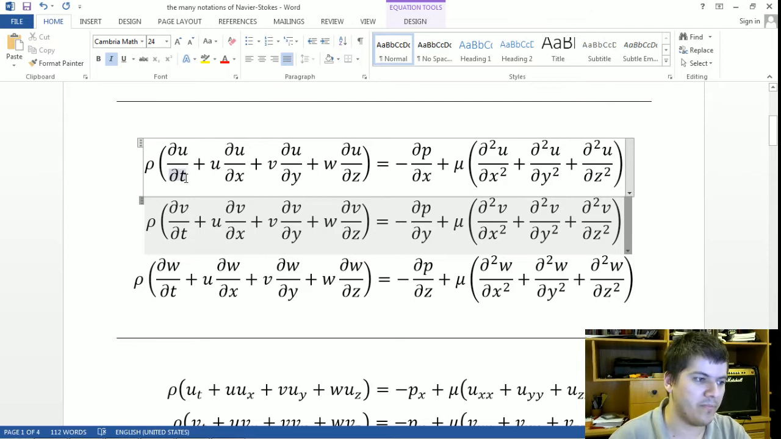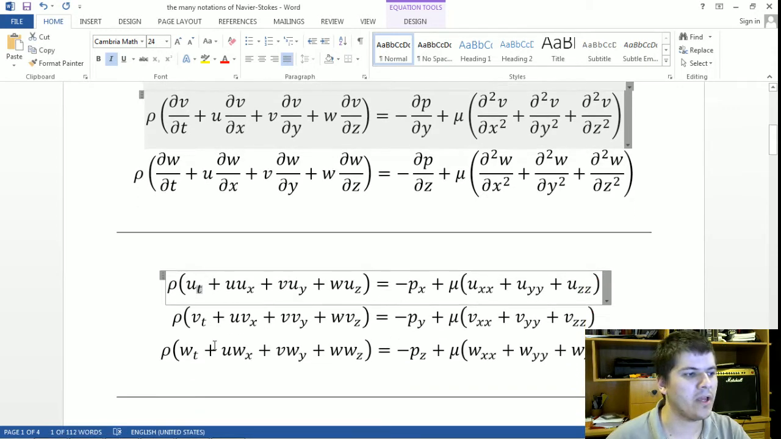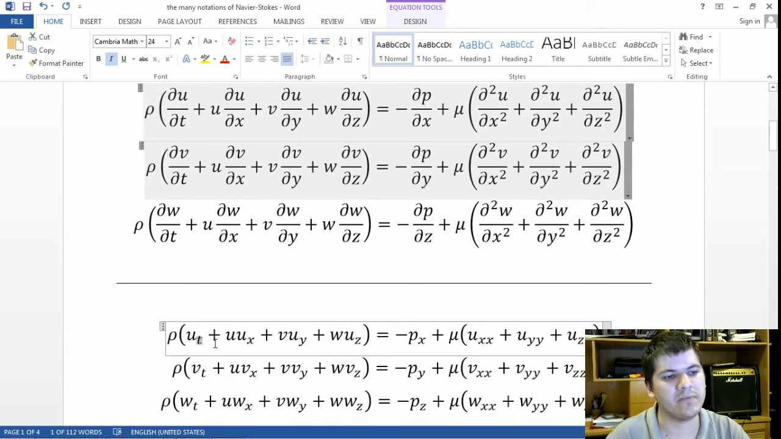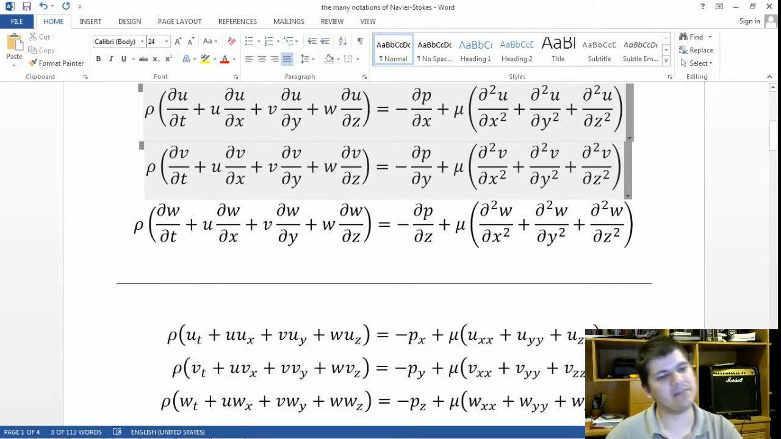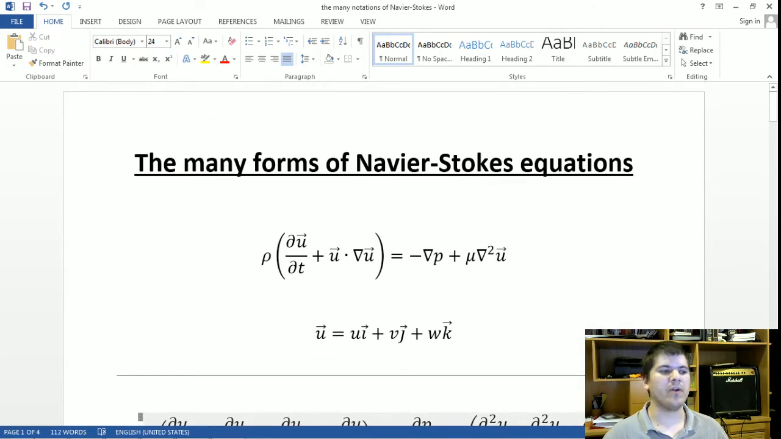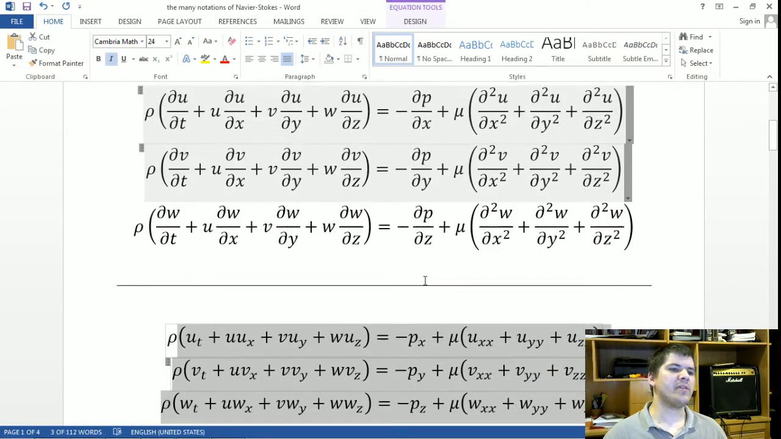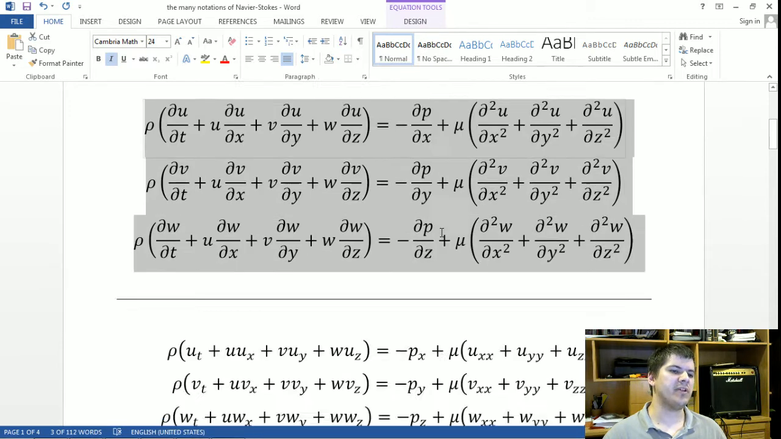Mathematicians prefer to write this as u subindex t, which is much more convenient and straightforward to write, and of course it gains a lot of space if you study these equations on a piece of paper. So these are very convenient forms, but if you're studying Navier-Stokes in a more general way, you would prefer to not work with the expanded forms of the equation, which are these two.